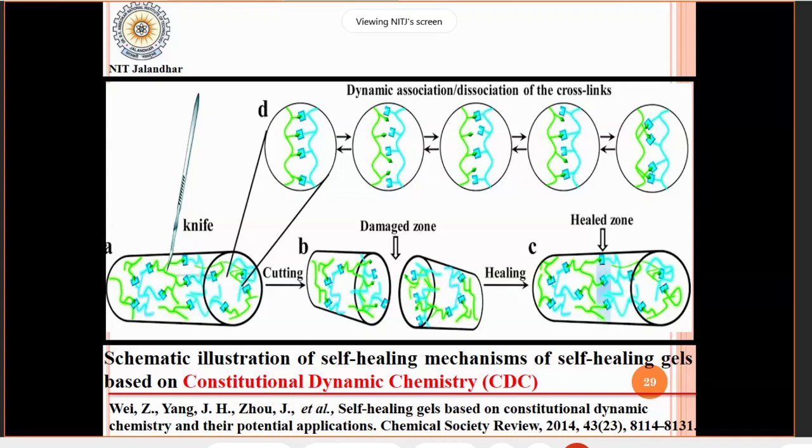You find here, this is a material. We cut this material into two parts, and after cutting, you put them together, and after some time you find that these two parts automatically get healed up and become an inseparable part, with quite enough strength. That's how such dynamic association and dissociation of the cross-links takes place here. So there's some importance of such materials.